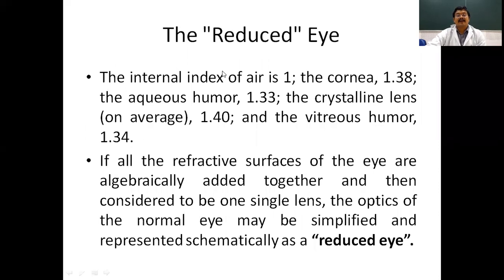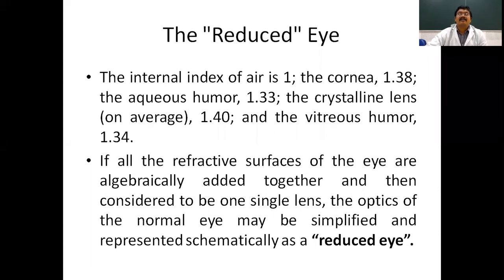If you look at the reduced eye, the refractive index of the air is 1, the cornea is 1.38, the aqueous humor is 1.3, the crystalline lens on average is 1.4, and the vitreous humor is 1.34. The refractive surfaces of all these are algebraically added together and considered as a single lens, so the optics of the normal eye may be simplified and represented schematically as a reduced eye.